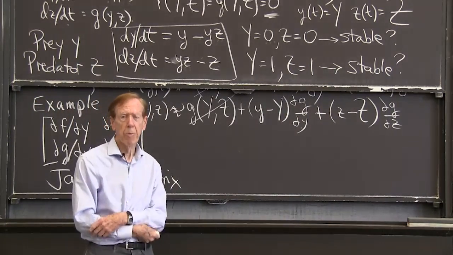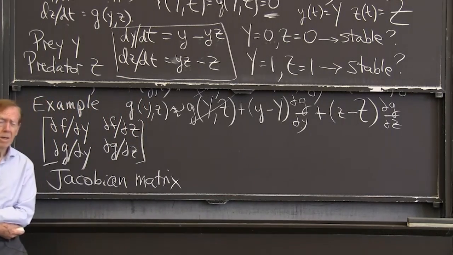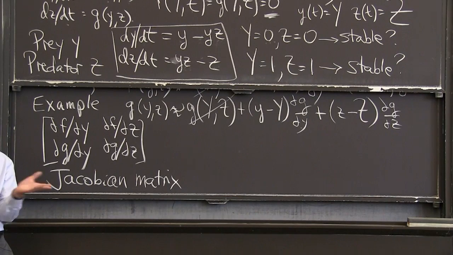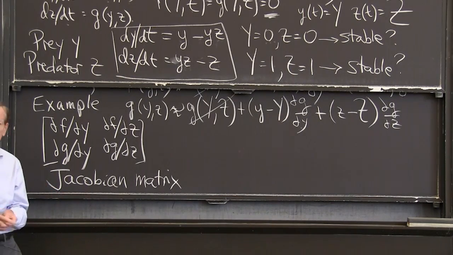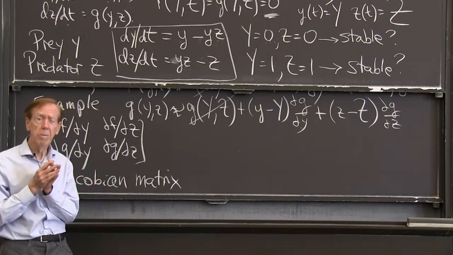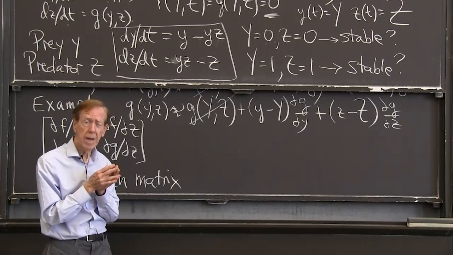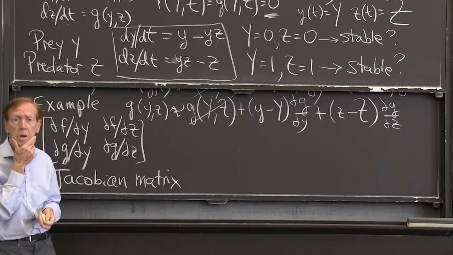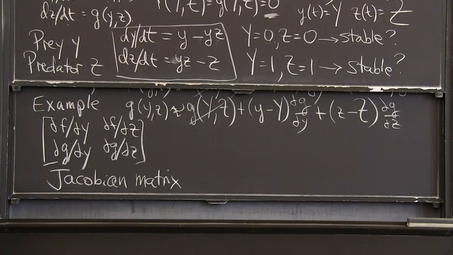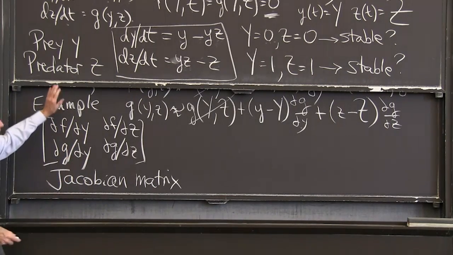I'm speaking here about predator-prey, little animals running around, but serious stuff is the economy. Is the economy stable? If it's running along at some steady state and we move it a little bit, does it return to that steady state, or does it get totally out of hand? Okay, so there's the Jacobian matrix.